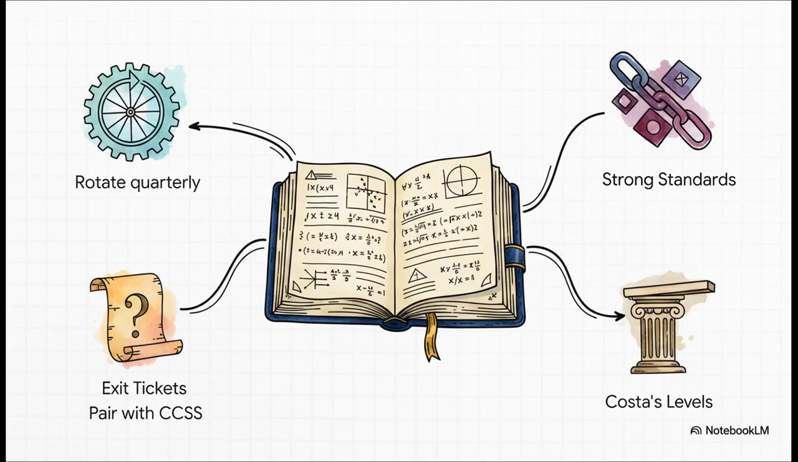Third, explicitly pair these higher order stems with the 8 math practices, specifically things like SMP3 and 6, which are all about constructing arguments and attending to precision. Finally, if your school uses other questioning frameworks like COST as levels 1 through 3, know that they integrate beautifully and serve as a perfect companion to Bloom's.